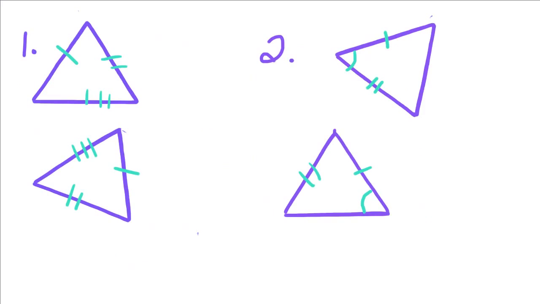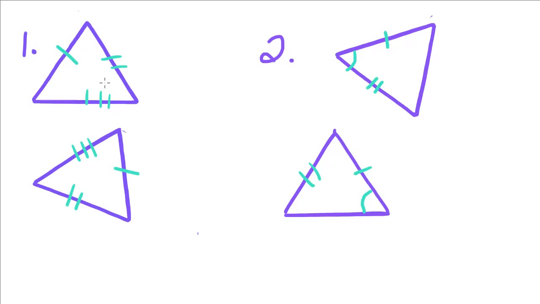So let's do some examples. We're going to state whether these triangles are congruent. And if they are congruent, we're going to say whether it was by side, side, side, or side, angle, side. If we find that these triangles aren't congruent, we're just going to put neither.